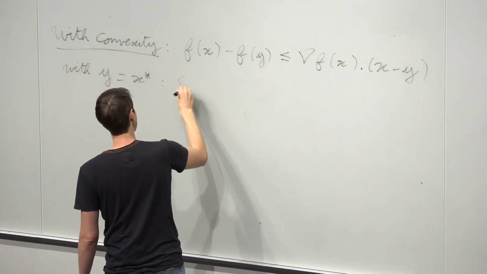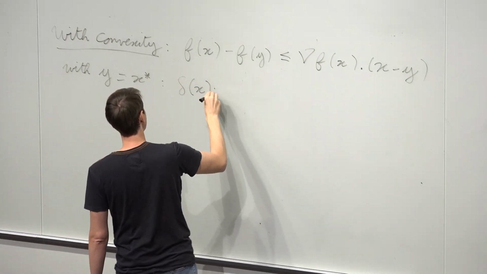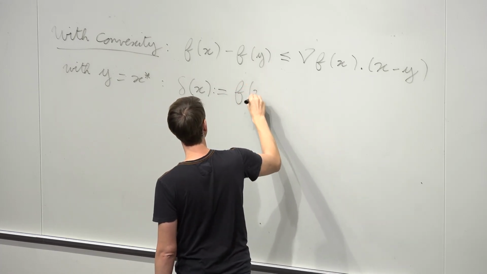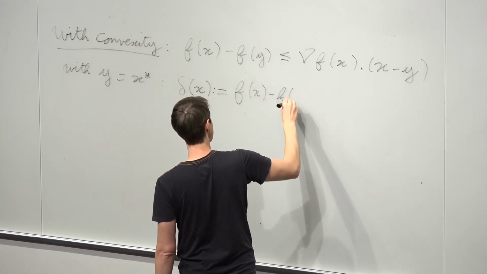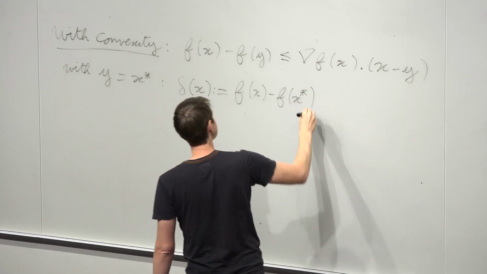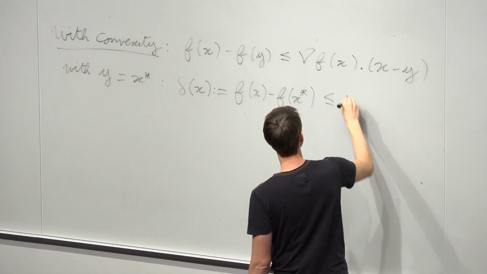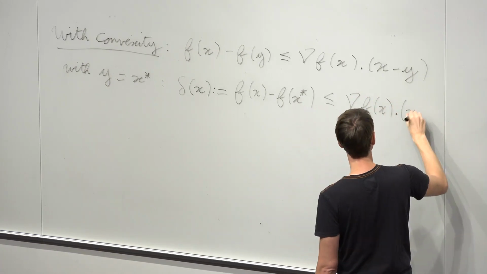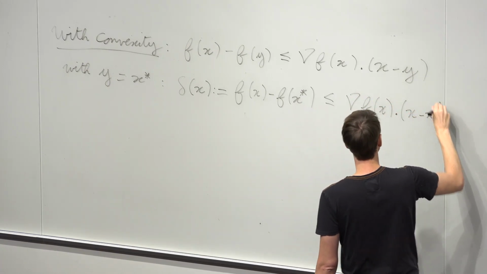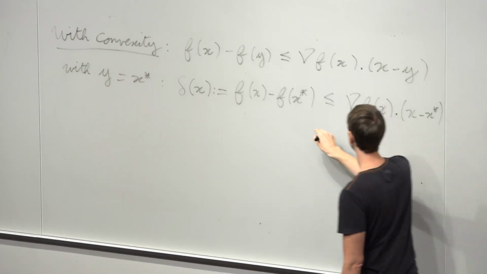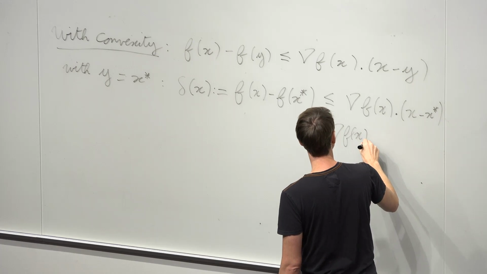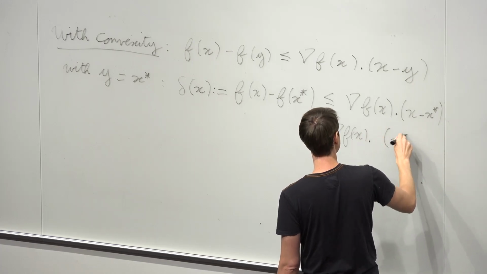So let me introduce a notation, delta of x. This is a suboptimality gap, which I define as f of x minus f of x star. We get that this suboptimality gap is smaller than grad f of x inner product with x minus x star, which I will rewrite with two negative signs as minus grad f of x inner product with x star minus x.